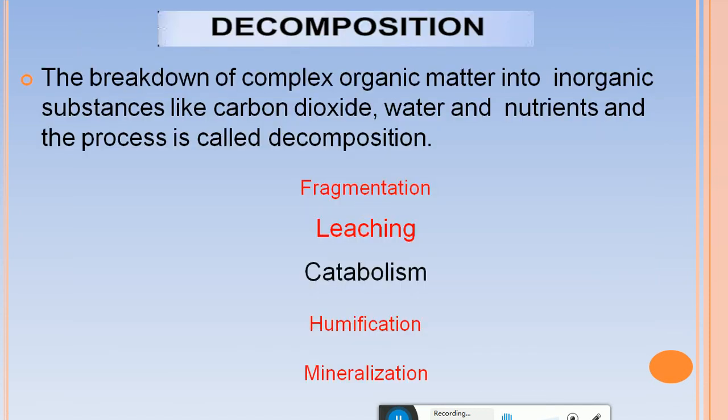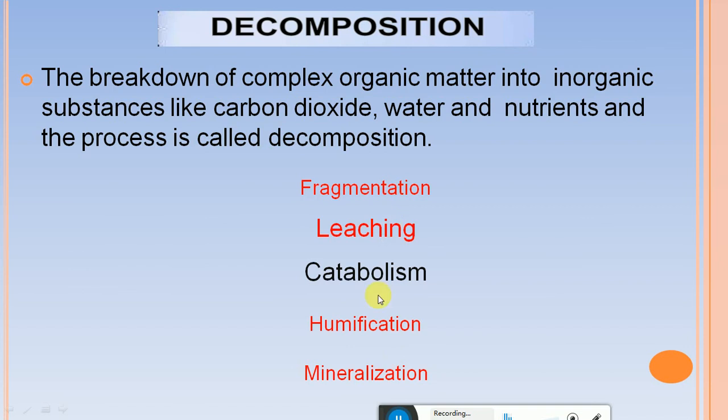So the decomposition means, like I told you, the breakdown of large chain organic matter or complex organic matter into simpler end products like carbon dioxide, water and nutrients. This usually happens in 5 different phases. First is called fragmentation, then leaching, catabolism, humidification, then mineralization.